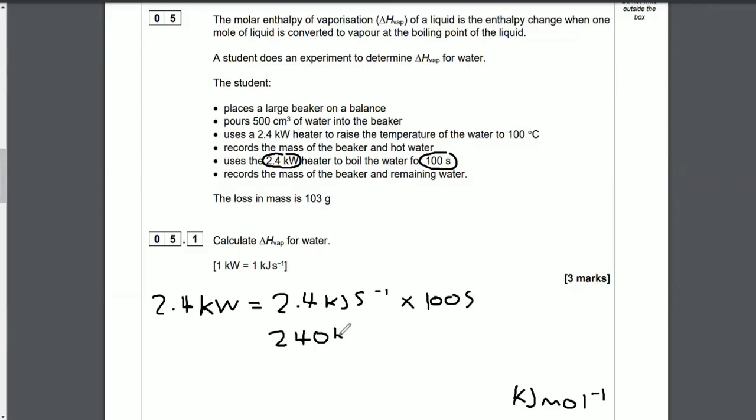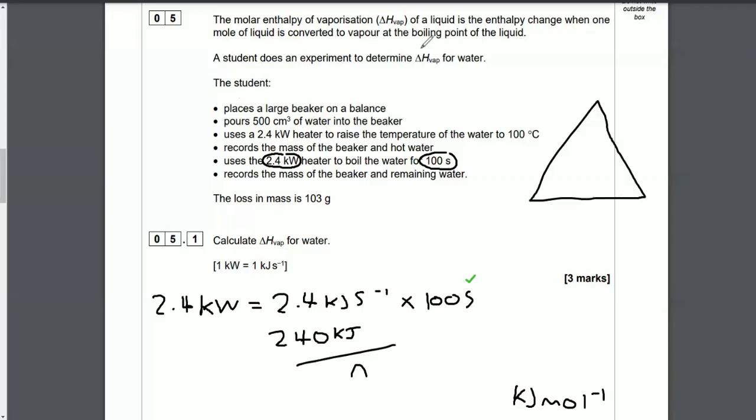240 kilojoules. Now, the fact that you've got divided by seconds and we're timesing by seconds means we can get rid of the seconds. So we're left with 240 kilojoules. Now all I need to do is divide this by n, which is number of moles, and I'll have my answer. So let's give ourselves a nice little mark for that.